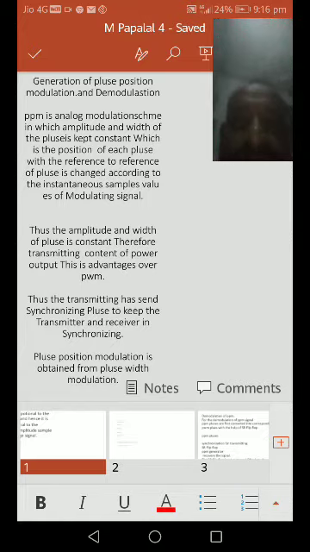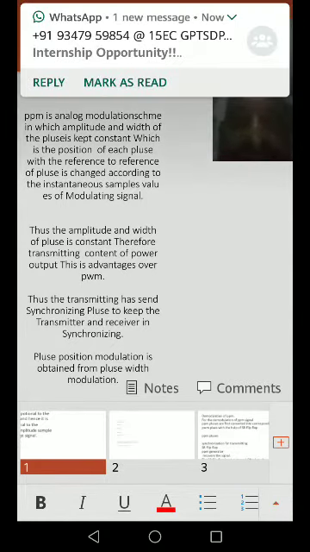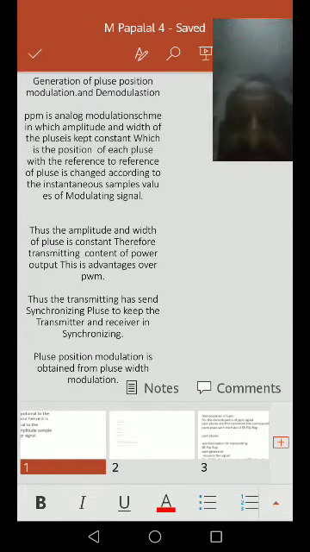Means the carrier pulses are varied in accordance with the baseband signal. Only one component is varied. The amplitude of the pulses is kept constant, the width is constant, and only the position of each pulse is varied.